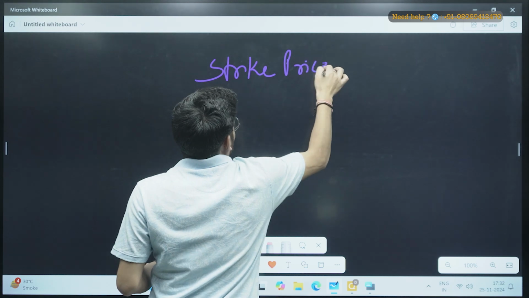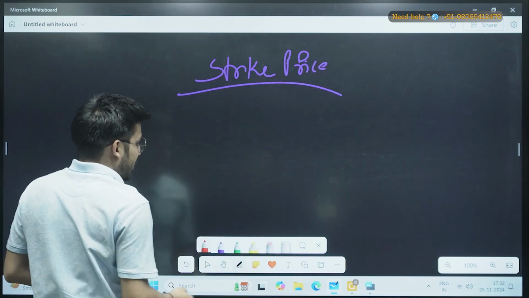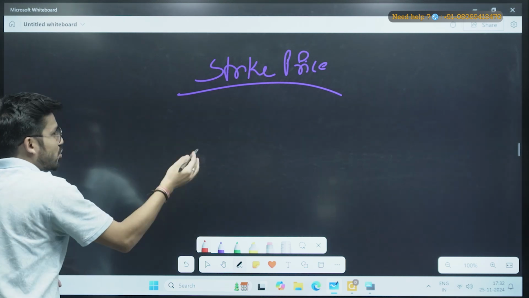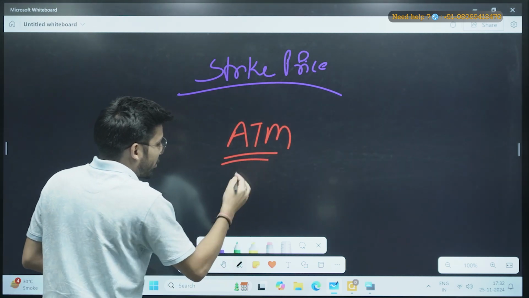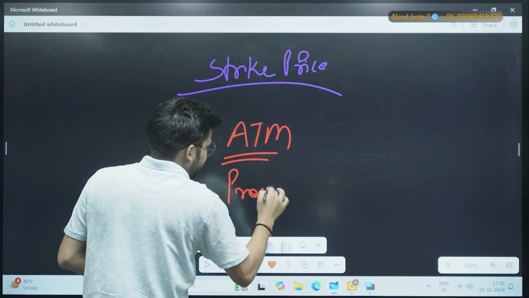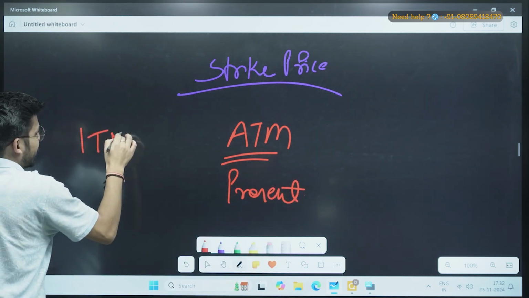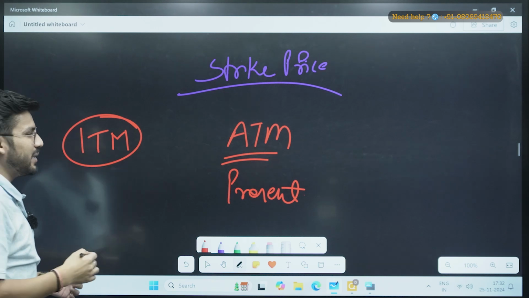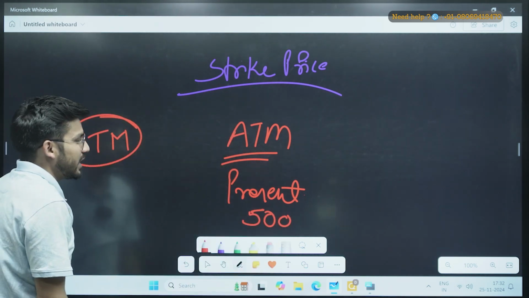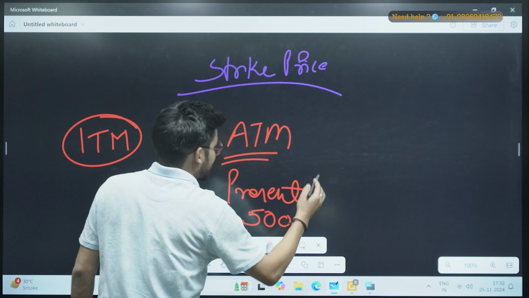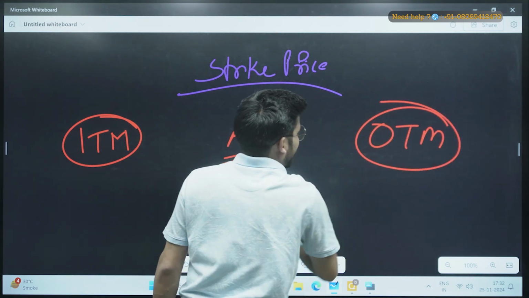Now when we are talking about strike price, let me just change the color so that it will be more visible to you. So you can trade in ATM option, that is at the money, or you can say in present. In present you can trade in the money. So when I'm talking in the money, it means if my market is moving at 500, and you can say there will be OTM as well, that is out of the money, right?